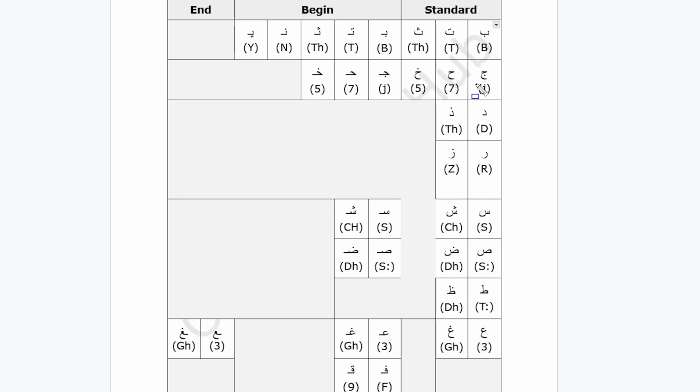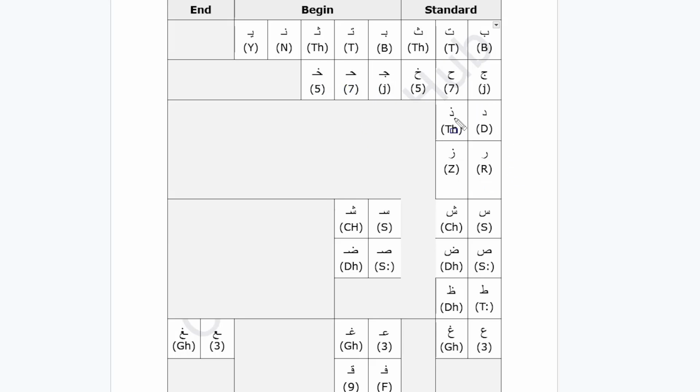We have other letters which are J, H, H. J contains a point here. H does not contain a point, and H contains a point above. The same at the beginning, they follow the rule of group 2 in writing, and the points are maintained: J below, H above, H without any point.